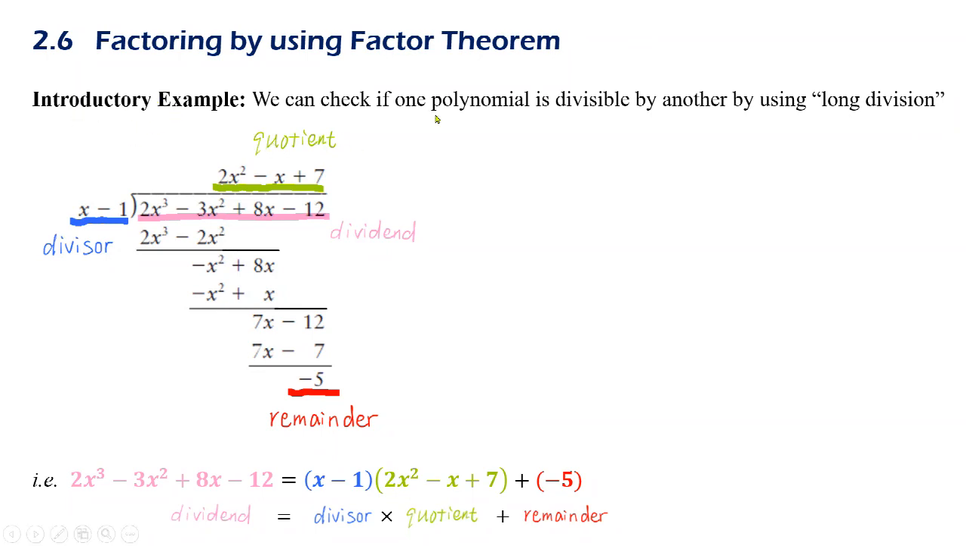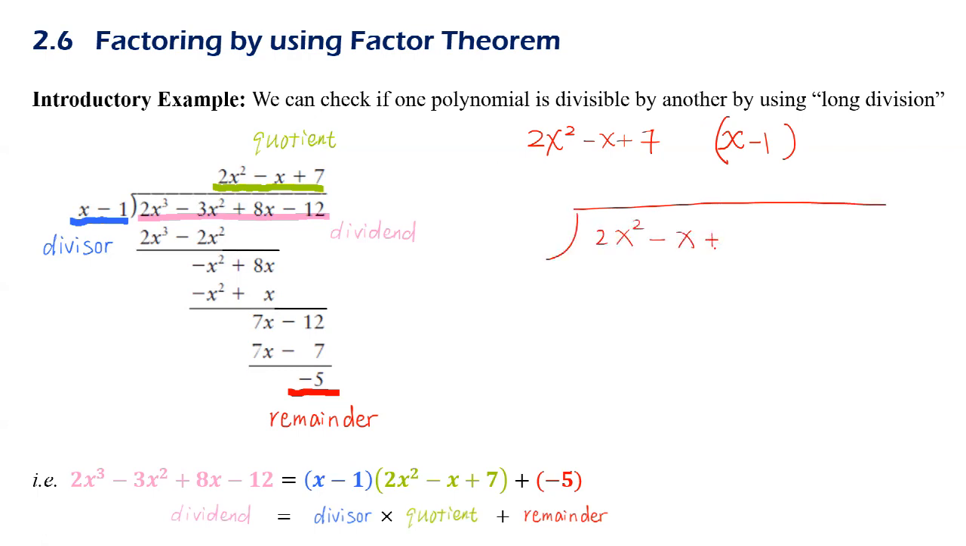Okay, so first of all, I'll give you an introductory example: how we are gonna check if one polynomial is divisible by another by using long division. For example, if we want to check if the polynomial 2x squared minus x plus 7 can be divisible by this one, usually we'll conduct a long division, right? How do we conduct the long division? Just like what we have done in number division.